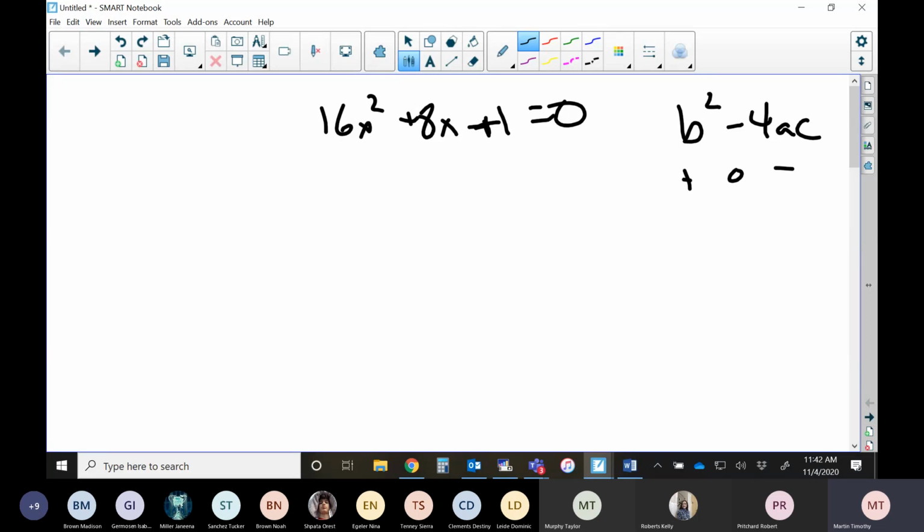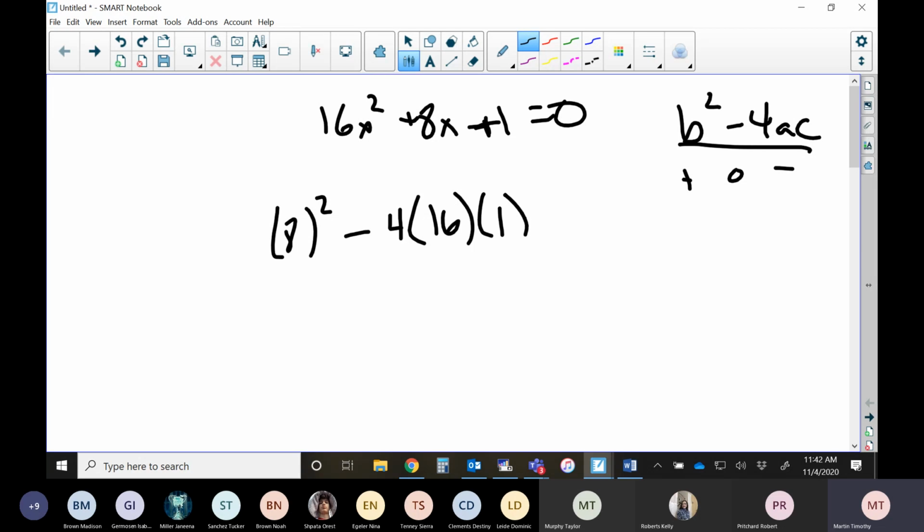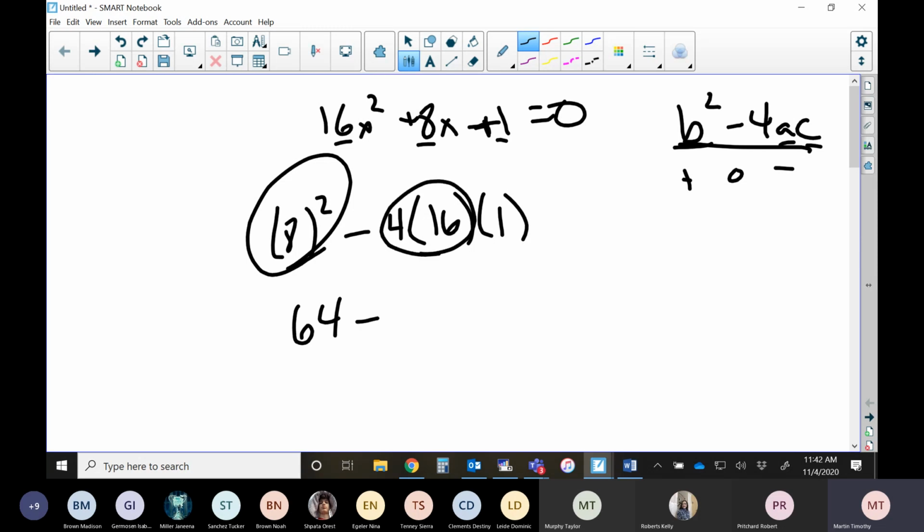So what am I going to do? If they just ask me what are the nature of these answers, all I'm going to do is this part, which means I'm going to take the 8 and square it minus the 4 times 16 times 1. Does everybody understand where I got those numbers from? A, B, C. Just plugged in. 8 squared is 64 minus 4 times 16 is 64 times 1 is 64. 64 minus 64 is a 0.